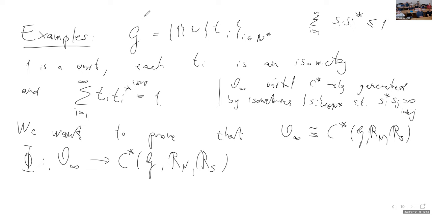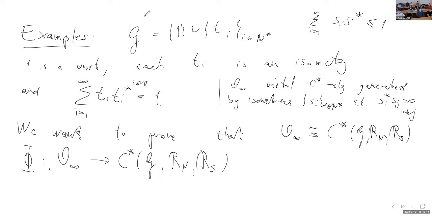I see. Okay. So once you have an isometry, this means that S star S is identity, but S S star is some projection, and this condition ensures us that those projections are orthogonal. And if they are orthogonal, and the direct sums are projections, it's going to be less or equal than one. That's why. I see.